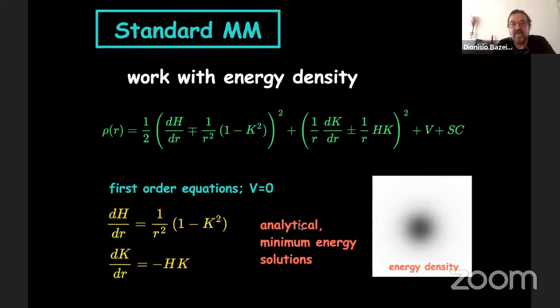This was done by Prasad and Sommerfield and by Bogomolny too, in the middle of the 1970s. But I can write the solution analytically, and the solutions are minimum energy solutions. So the solutions are stable. And here I am just depicting a planar section of the energy density of this solution, of the standard magnetic monopole solution, which is here.